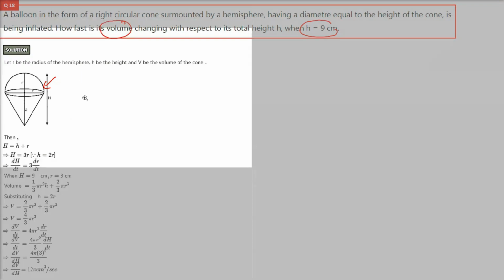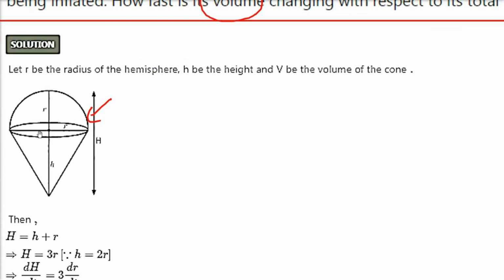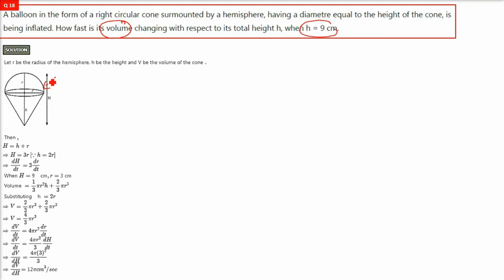So let me show you and explain the diagram. This is the hemisphere, this is the radius r, and 2r will be the diameter. This small h is equal to twice r, which is the diameter. What about capital H? Capital H is h plus r. This whole total height of the shape is h plus r, but h is already equal to 2r.